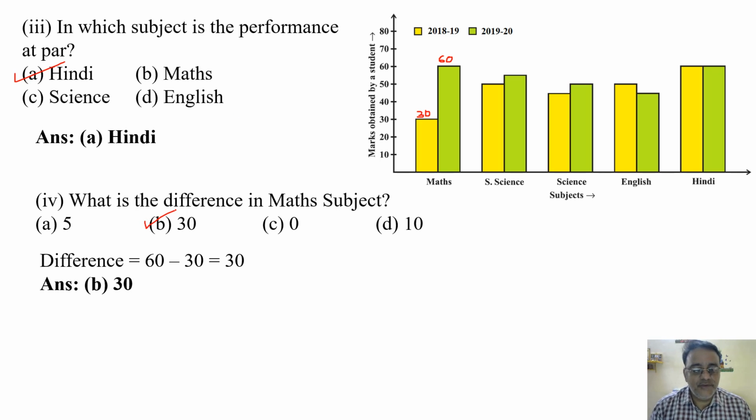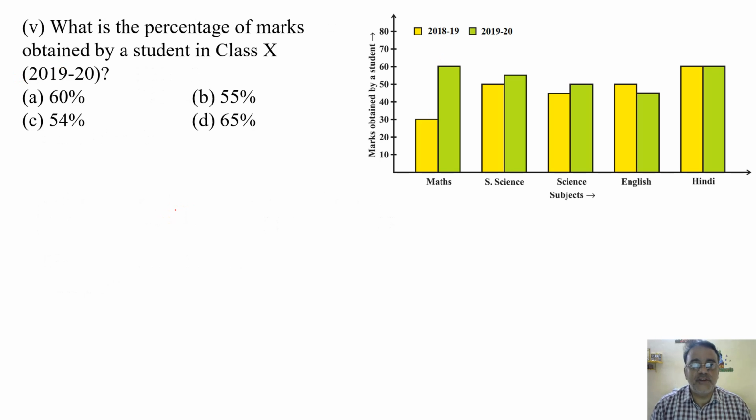Right. So now we are moving toward the last question. What is the percentage of marks obtained by a student in class 10th? Right. So actually the final marks are out of 100. तो यहाँ पर 80 देख के ये कंफ्यूज मत होना कि आउट ऑफ 80 मार्क्स है पूरे. Right. So we will calculate the marks obtained by the student in class 10th.